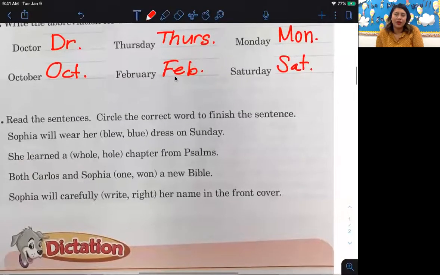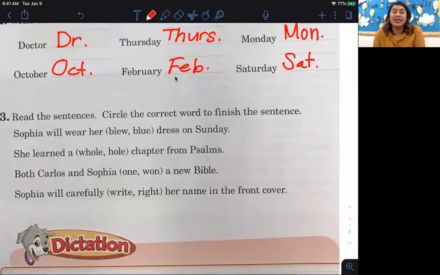But I'll leave those so you can finish if you didn't finish just yet. Okay, read the sentences and circle the correct word to finish the sentence. Remember, these words are going to sound exactly the same, but they mean two very different things. So you have to pay attention to the way that they're spelled, okay? Sophia will wear her blue dress on Sunday. Is that B-L-E-W or B-L-U-E? Yes, the second one, circle it.